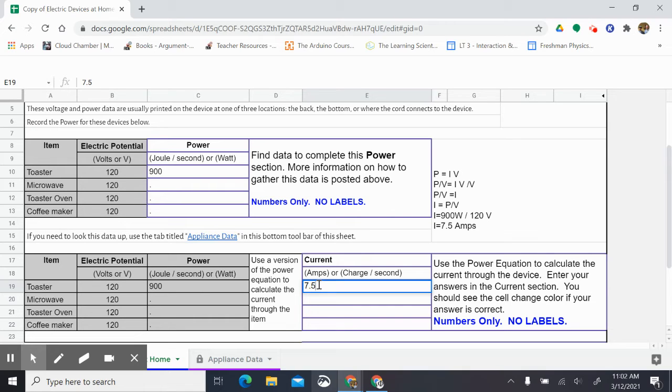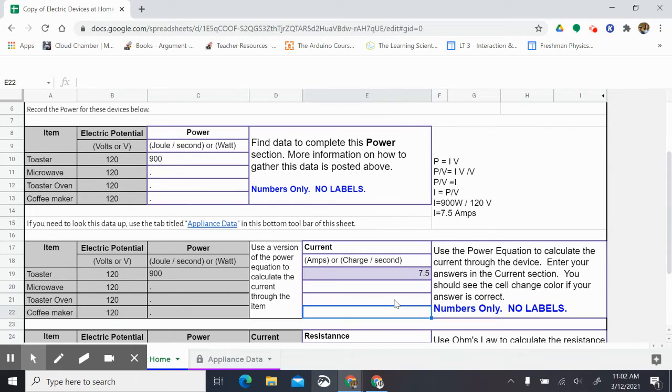And now if this is right, we should see that cell change to being outlined in purple. And that should happen for the rest of these as well if we get these correct. So right now, we know that that one's correct.